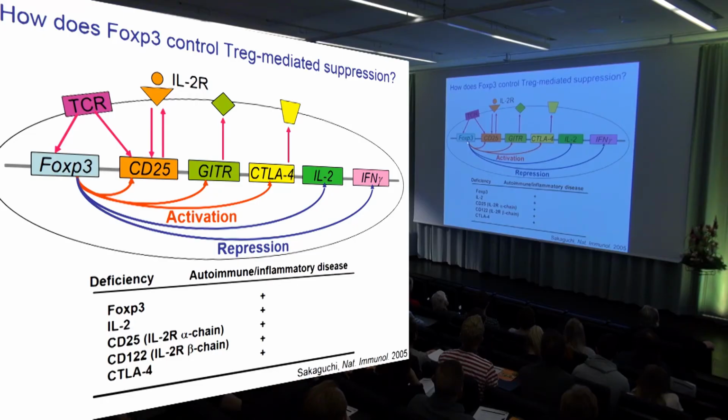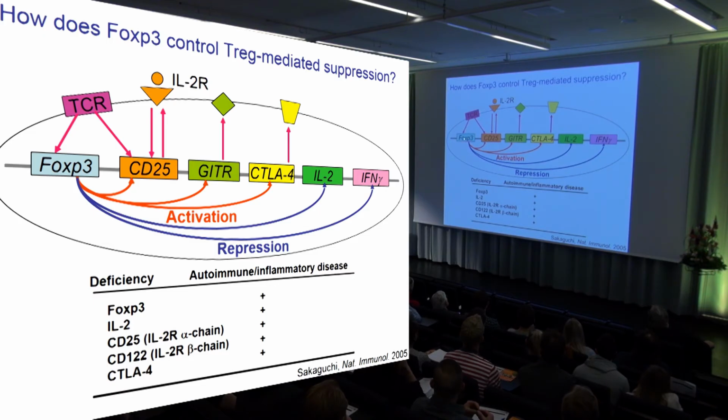So this means that FOXP3 controls the downstream suppressive machinery. FOXP3 mutation causes a very severe autoimmune disease, and the question is, if you disrupt the downstream genes, would a similar autoimmune disease happen or not?